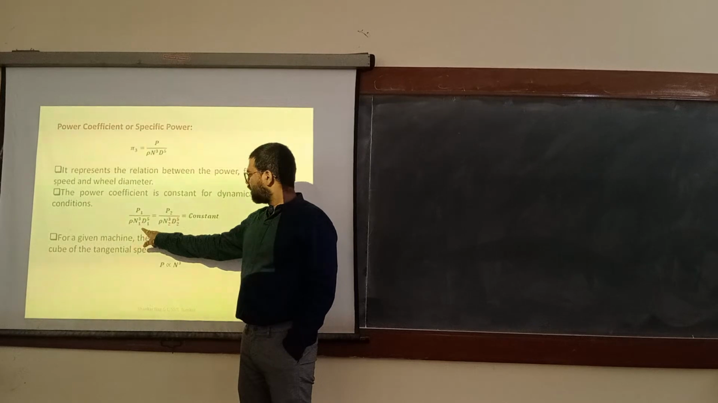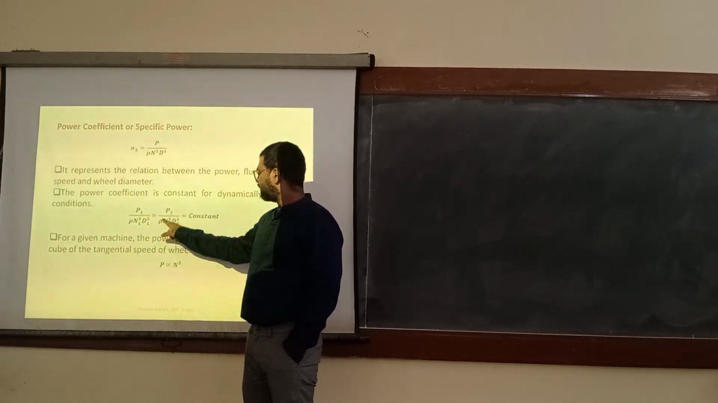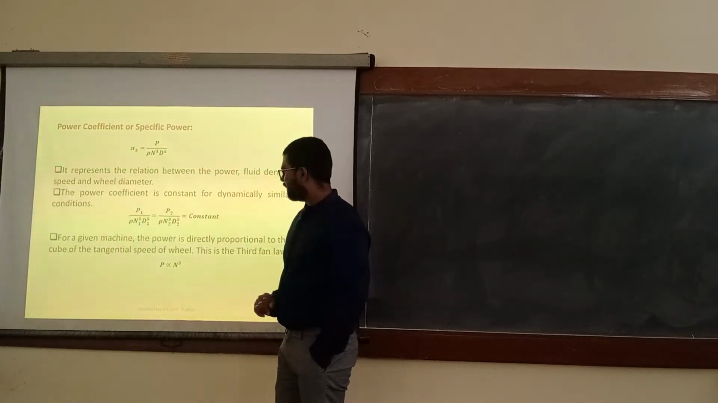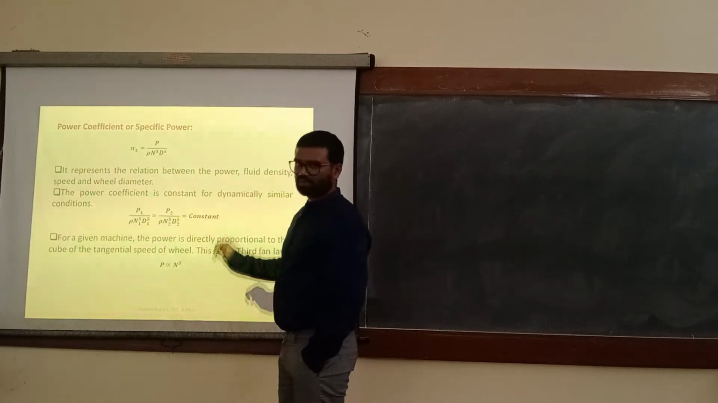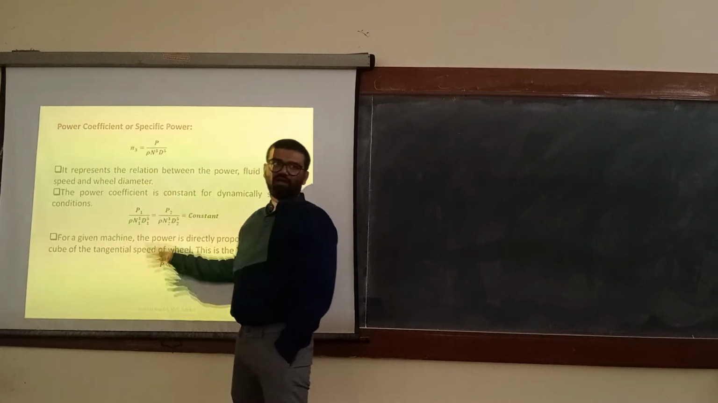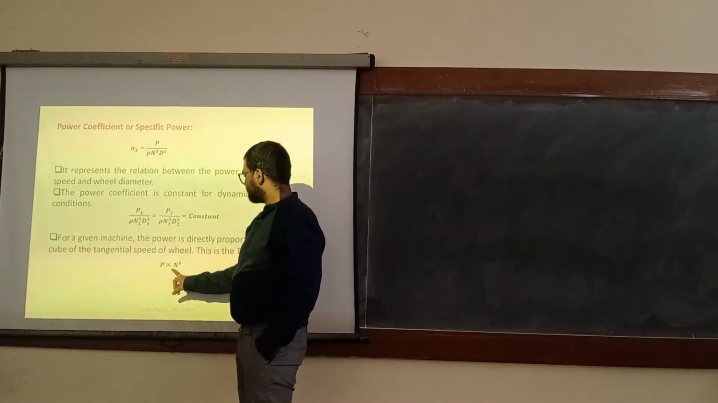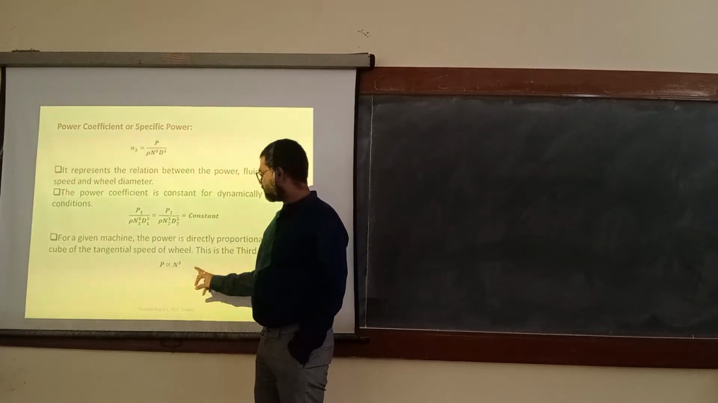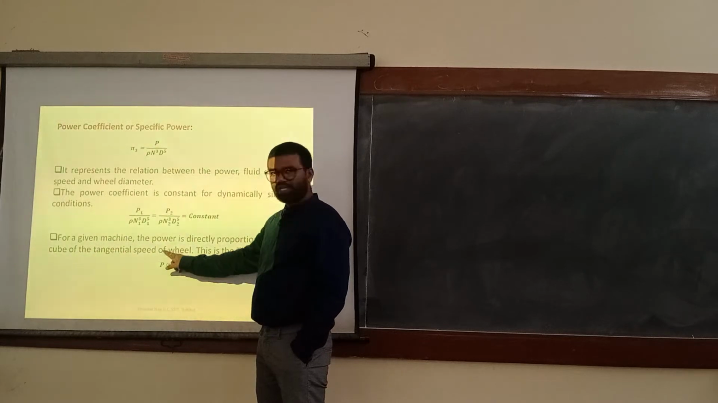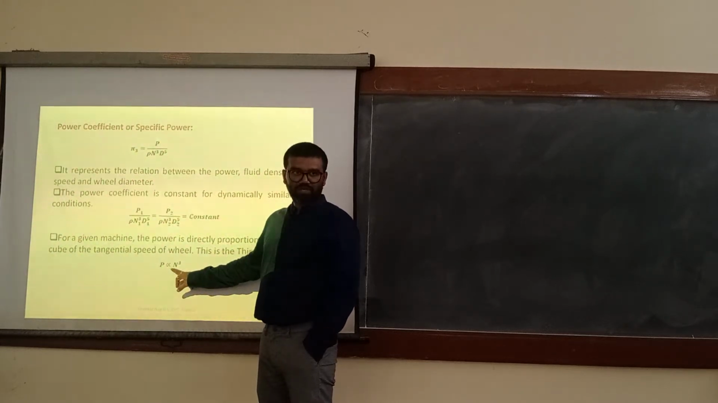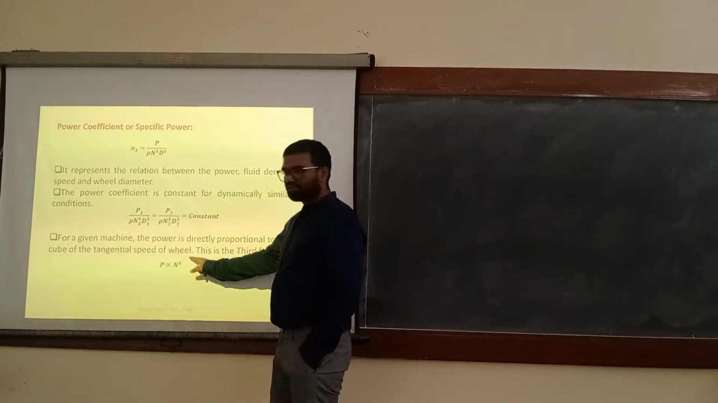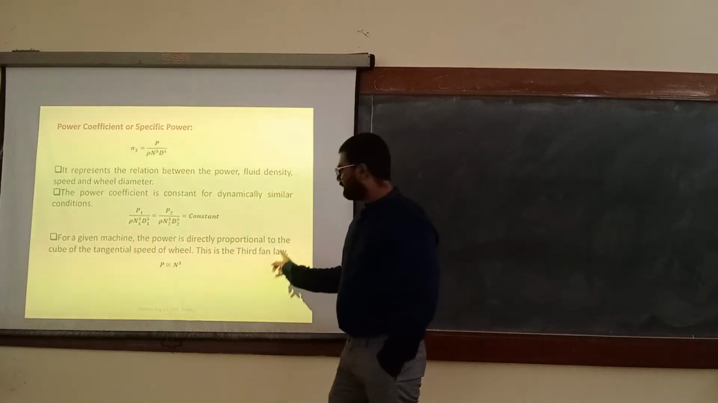That is P1 divided by rho N1 cube D1 to the power of 5, that is equal to P2 divided by rho N2 cube D2 to the power of 5, that is equal to constant. For a given machine, that means if the diameter is constant and the density for a given fluid is also constant, then power is directly proportional to N cube. That means the power produced by the machine is directly proportional to the cube of the speed of the wheel. This is what we call the third fan law.